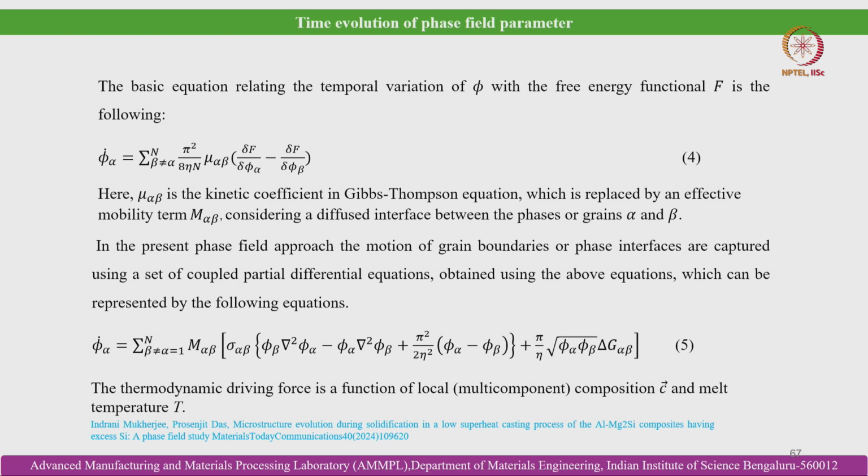Here mu alpha beta is the kinetic coefficient in the Gibbs-Thomson equation, which is replaced by an effective mobility term m alpha beta, considering a diffused interface between the phases or grains of alpha and beta. So in the present phase field approach, the motion of grain boundaries or phase interfaces is captured using a set of coupled partial differential equations, obtained using the above equations, which can be represented by the following equations.